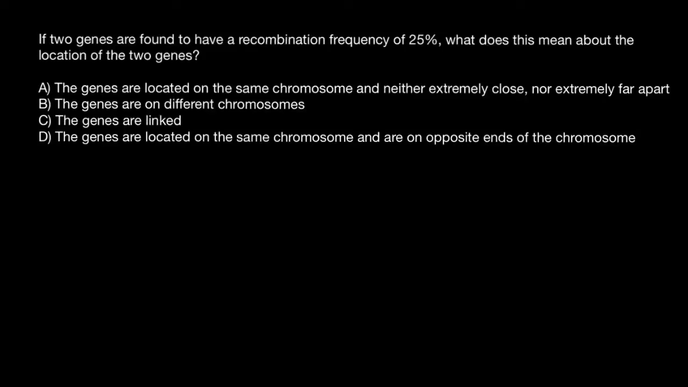Hello and welcome to Nikolay's genetics lessons, and today's question is: if two genes are found to have a recombination frequency of 25%, what does this mean about the location of the two genes? And here are the variants to choose from.